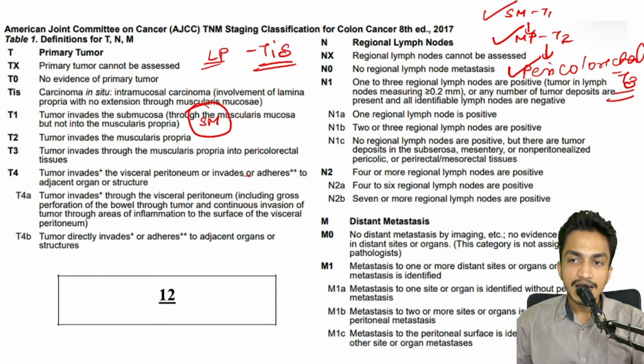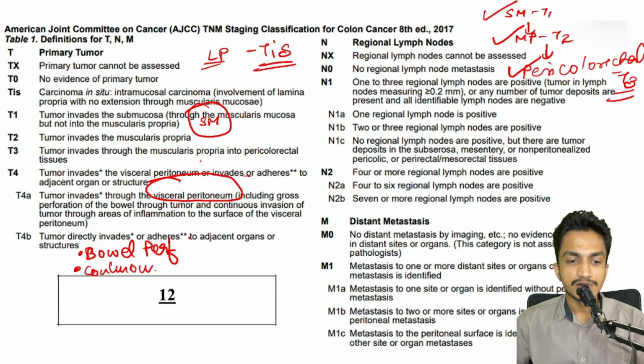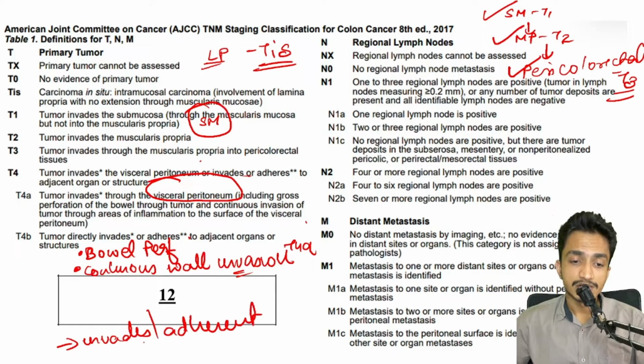And more than that, after the pericolorectal tissue, if it goes into either invasion into the peritoneum, that is the visceral peritoneum, or the adjacent organs, then it becomes T4. Now if it invades into the visceral peritoneum, that means that there is a bowel perforation. So what does it mean? Either there is a bowel perforation or the continuous wall of the colon is involved, that is continuous wall invasion is present, then it is T4A. And if it invades or is adherent to adjacent organs, then it becomes T4B. That is an important point of differentiation.